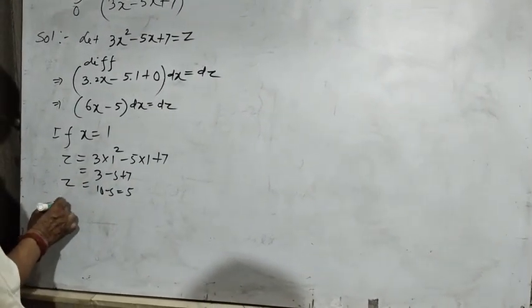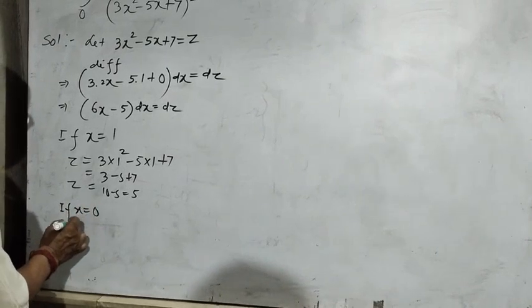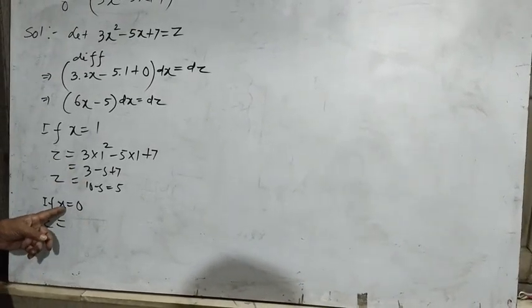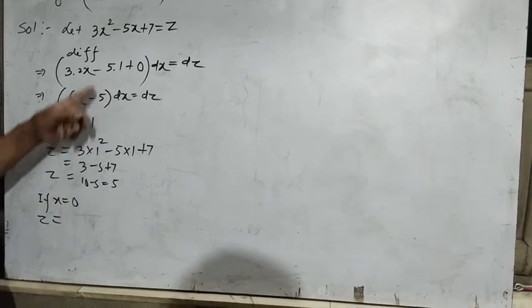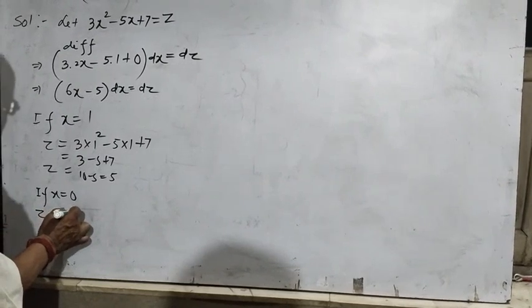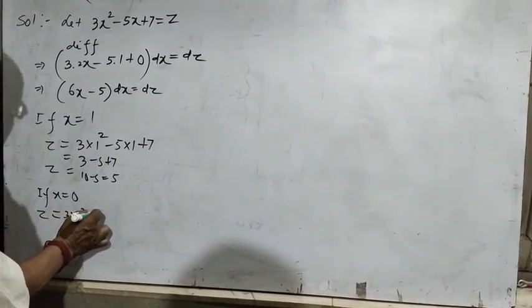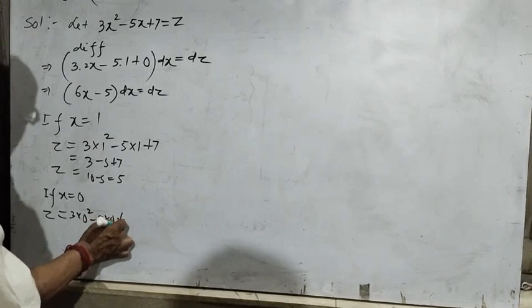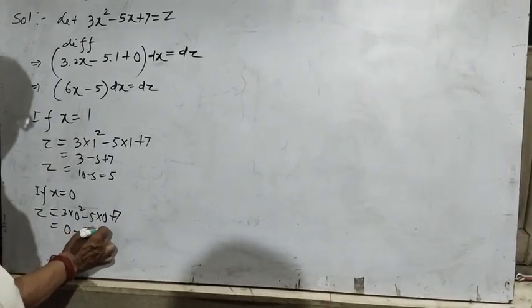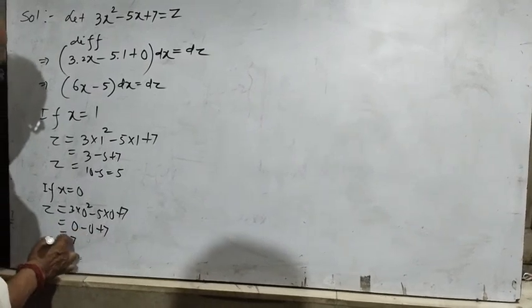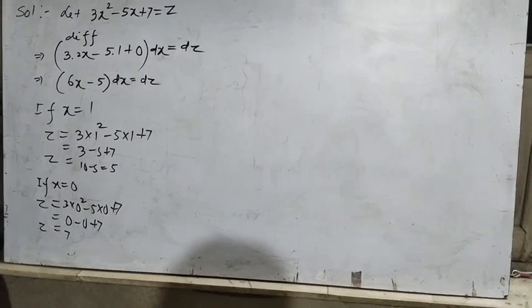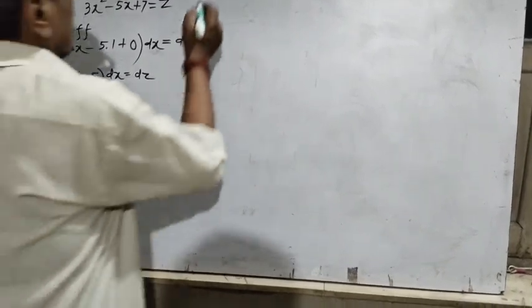If x is equal to 0, we get lower limit. We substitute the value of x is equal to 0 in this. Z is equal to 3 into 0 square minus 5 into 0 plus 7. It becomes 0 minus 0 plus 7 is equal to 7. Z is equal to 7. This will be the lower limit. This will be the upper limit.